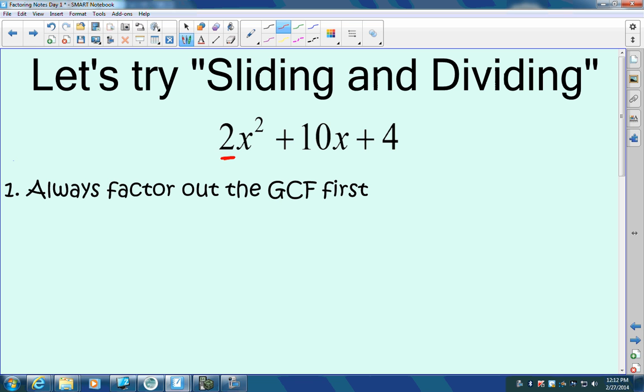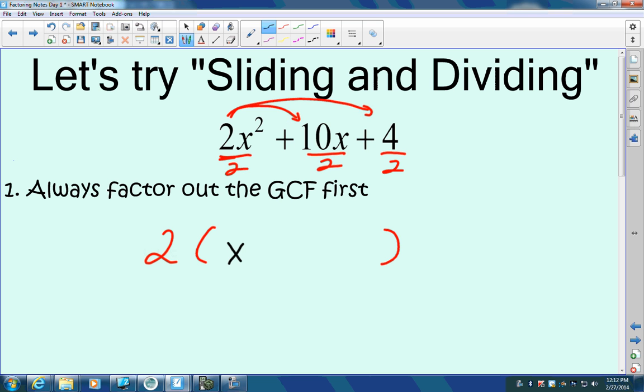You look at the smallest number and you say, does 2 go into 10? Yes. Does 2 go into 4? Yes. So I will pull out the GCF, which is a 2. Now, like we did yesterday, let's divide out the GCF and write what's left. If I divide out a 2 here, 2 divided by 2 is what? 1x squared. 10 divided by 2, 5x, and 4 divided by 2 is 2.